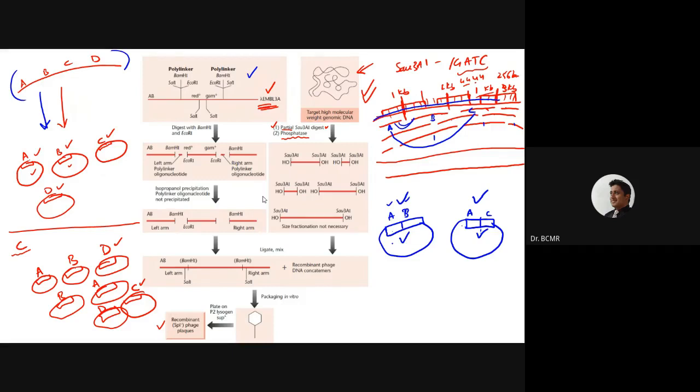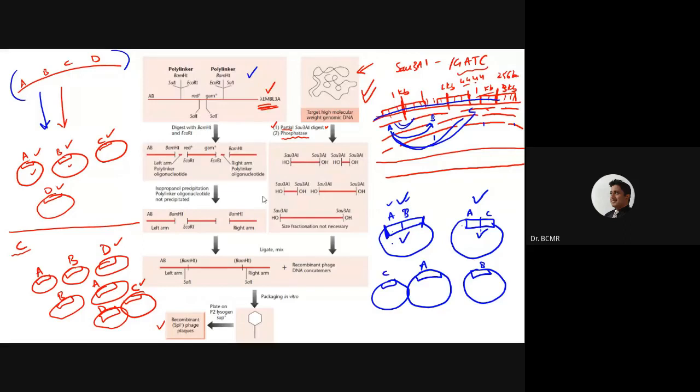Therefore, they treat the fragment with the alkaline phosphatase. So alkaline phosphatase will remove the phosphate group, and once it is removed, now we are preventing the possibility of A ligating with C or A ligating with B. The only possibility is it can only ligate with the vector. So we are likely to then, upon ligation, get only A on one, B on one, and C on one.